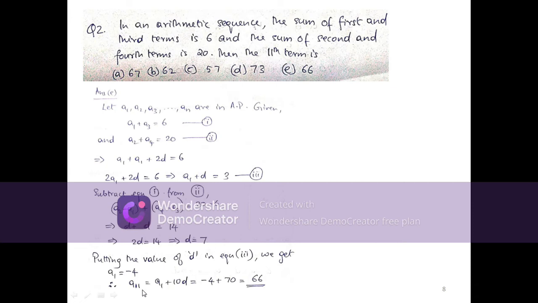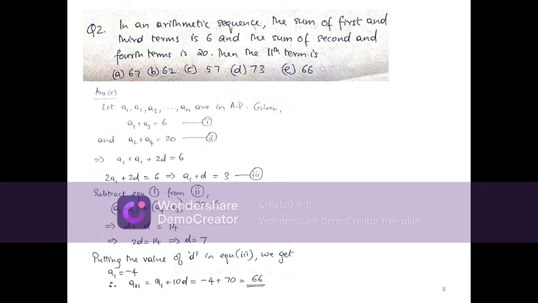So what is the 11th term? The 11th term in this arithmetic progression is A1 plus 10d. A11 equal to A1 plus 10d. So d equal to 7 and A1 equal to minus 4. So minus 4 plus 10 into 7, that is 70. So minus 4 plus 70 equal to 66. And that is why you get this expression, that is 66.